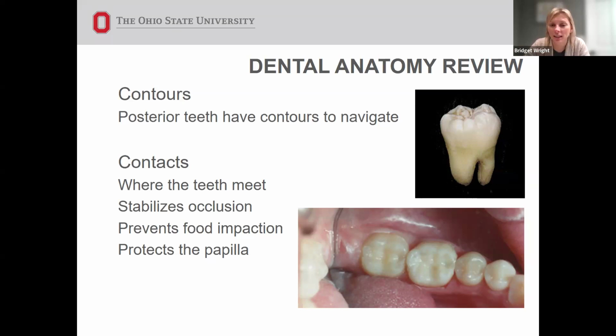And then the contact is where the tooth comes into contact with the adjacent tooth. This is important to pay attention to when we're coronal polishing, because the position of the contact is going to alter how we might hug into those interproximal surfaces. The contact is super important because it stabilizes the occlusion, and it prevents food impaction right on top of that height of the papilla, protecting that papilla.